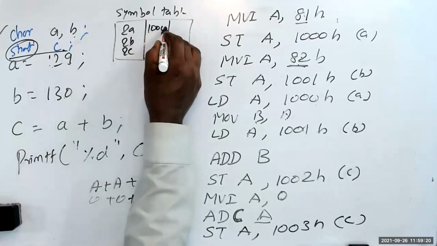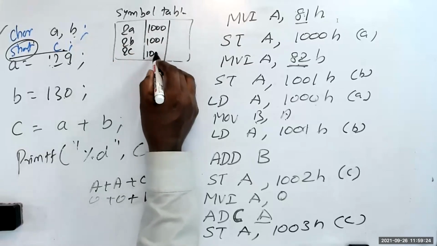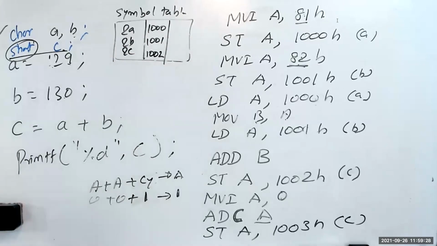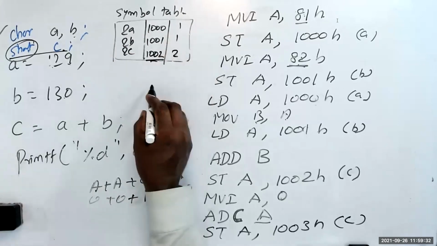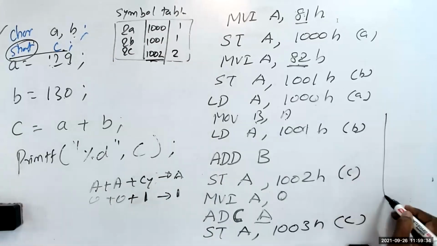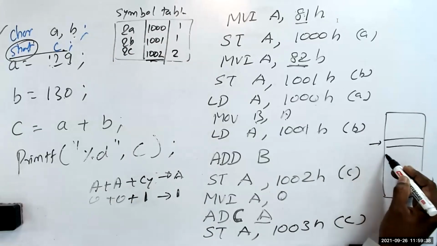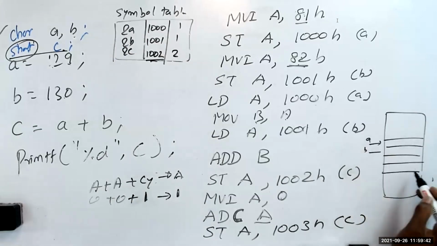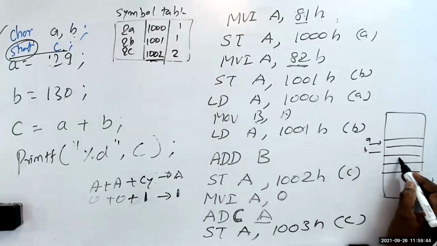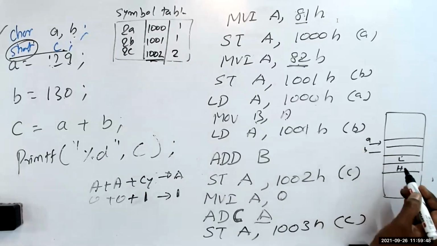1000, 1001 and 1002. 1, 1, 2. C occupies 2 bytes in the memory. In memory, A occupies one byte, B occupies 1 byte, but C occupies 2 bytes. This is called the low byte, this is called the high byte.